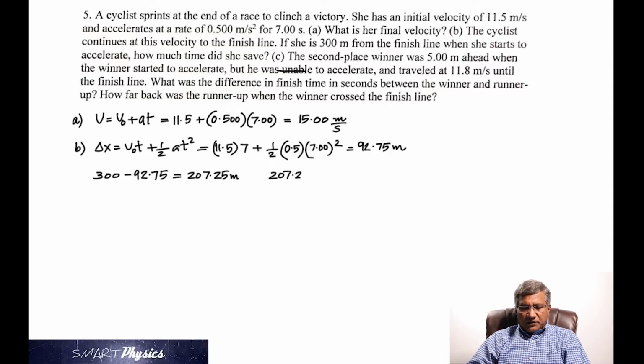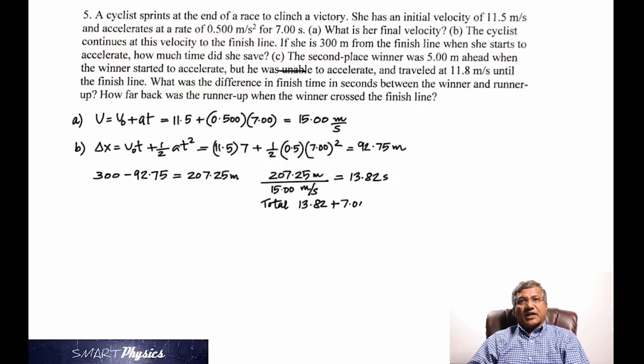207.25 meter was covered at that velocity of 15 meter per second. Remember that we got the velocity as 15. So she traveled this distance at this velocity, which will give us the time. So she took 13.82 seconds. Now the total time is 13.82 plus 7 seconds, which is 20.82 seconds. I hope that made sense.